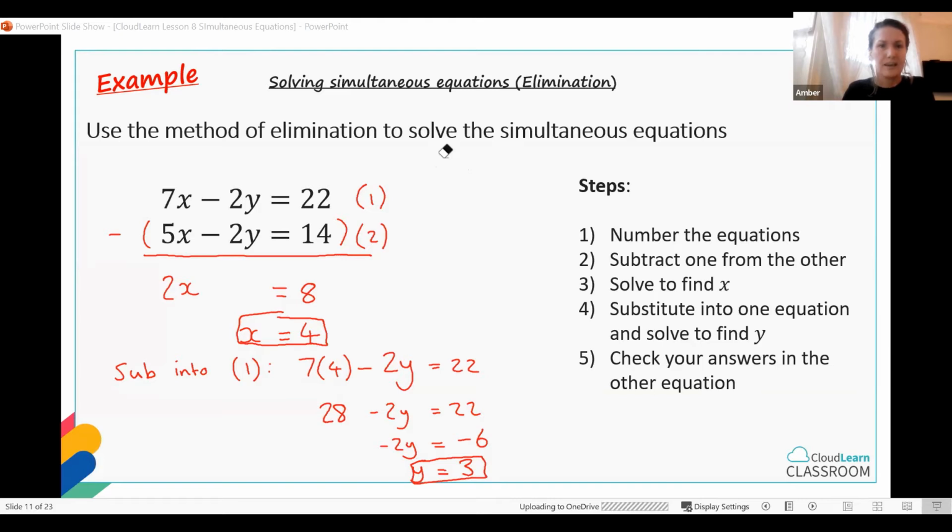So checking then in equation 2, 5 times x, that's 5 times 4, minus 2 times 3 is equal to 20 minus 6, and that is 14, which is what we wanted it to be there. Okay.